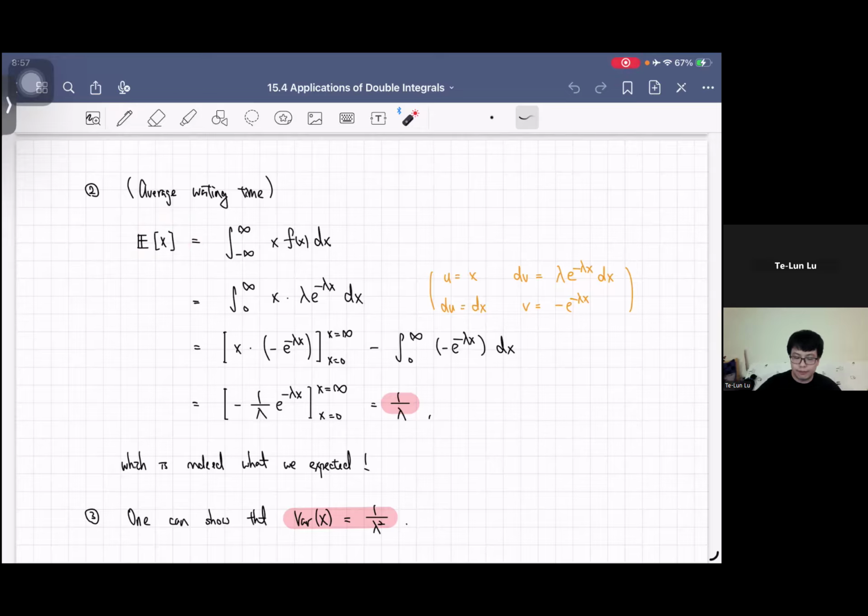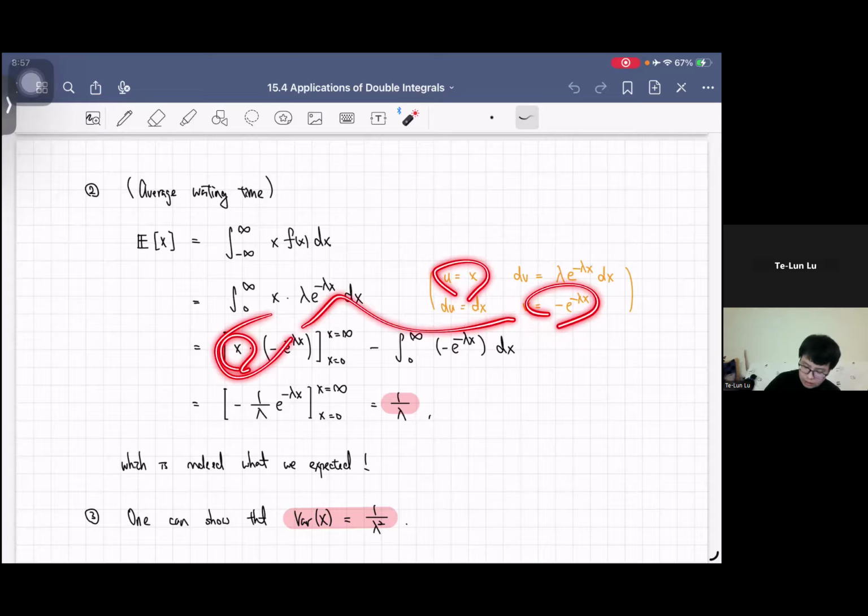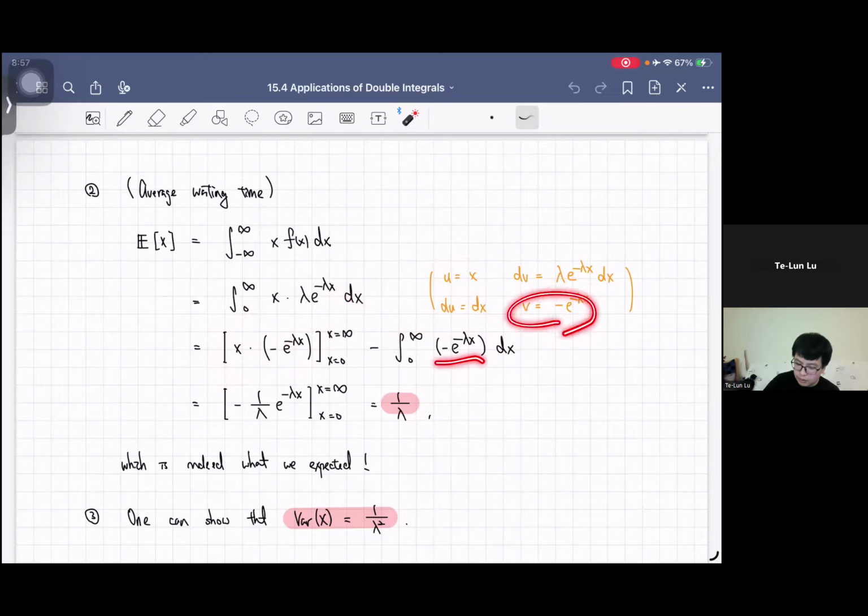And that is, as I mentioned, defined to be x times the probability density f of x dx. We say that this only contributes on the positive axis, right? So 0 towards infinity, x times lambda e minus lambda x. Again, it's a very classical IBP. We take u to be x, dv to be this whole guy, and then du is therefore dx, and v can be integrated up to be minus e to the minus lambda x. So we have uv minus integral of v du.